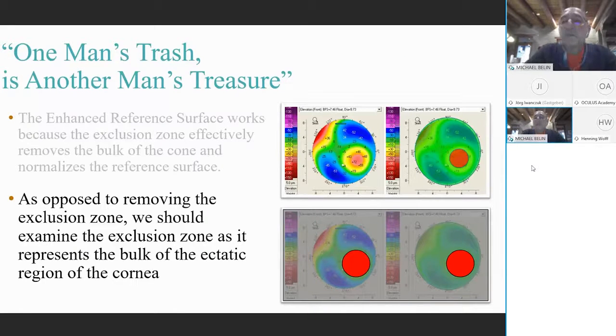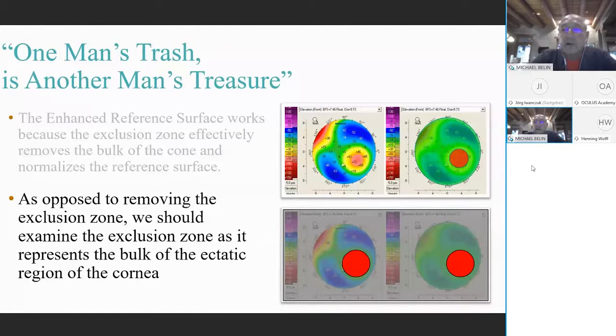So for those of you who are familiar with the BAD display, you know the BAD display uses something called an enhanced reference surface. The enhanced reference surface is a surface that's designed to mimic the more normal architecture of the cornea. In other words, for the enhanced reference surface, we exclude, and actually it's a variable area between 3 and 4 millimeters surrounding the thinnest point. And we get a reference surface based on the rest of the cornea. And the reason we do that is when we exclude that, what we call the exclusion zone, we are removing the bulk of the ectatic region.